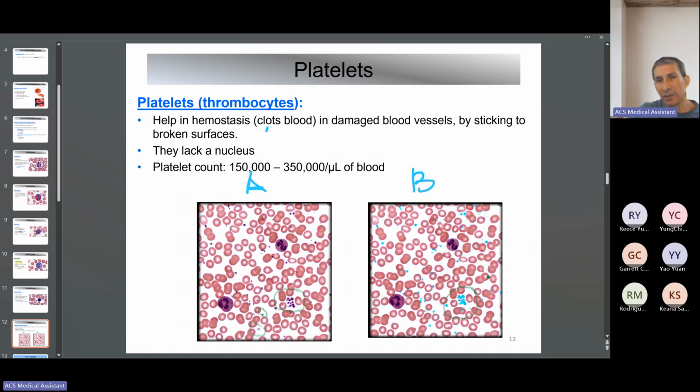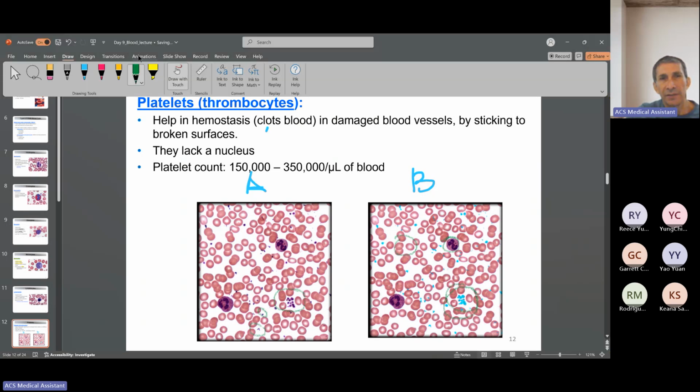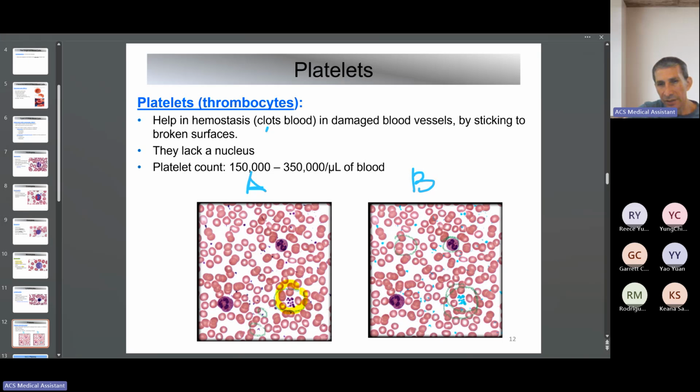So that's basically what it is. The other ones are white blood cells. See, these are white blood cells, and this is the red blood cells. And these tiny ones that are piled up right here, this one right here, and this little one right here, and all those little dots right there, those are platelets.